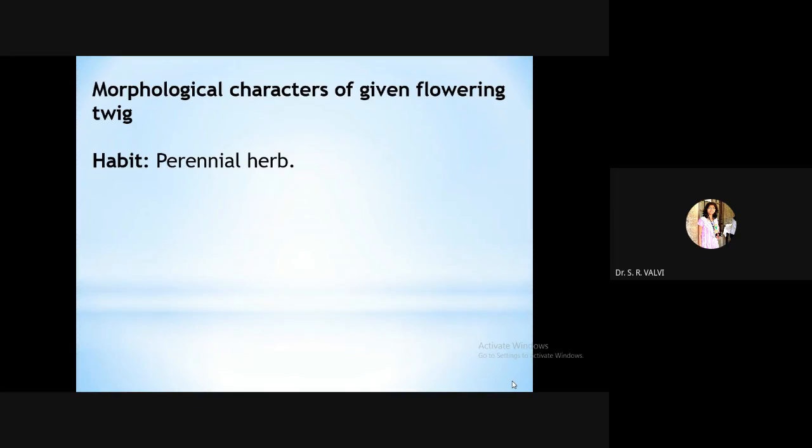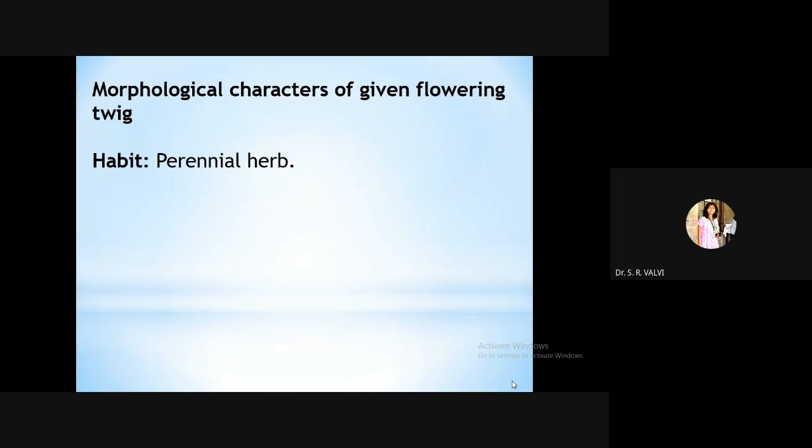The first morphological character is perennial herb. Why is it named perennial and why herb? First I will explain herb. Herb means the plants which grow up to a few centimeters. This particular plant, Datura stramonium, grows up to 50 to 60, up to 150 centimeters in height, and hence it comes under the category herb. There are three types of plants: herb, shrub, and tree. Herb is a very small plant growing up to a few centimeters.